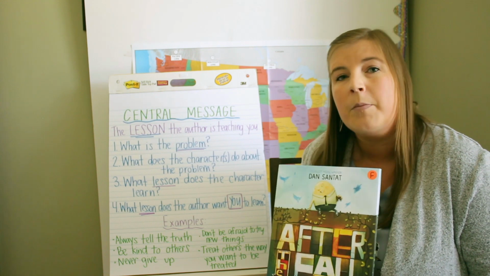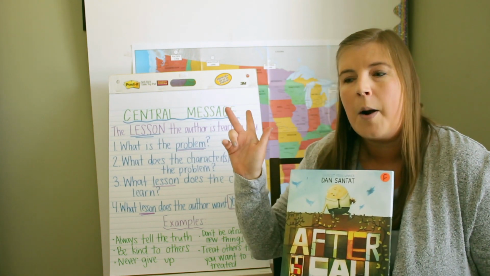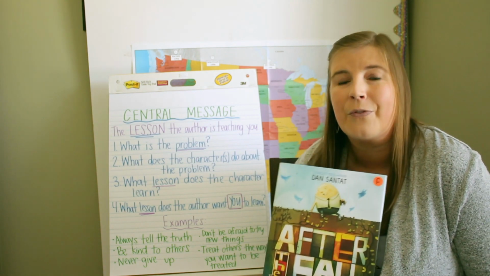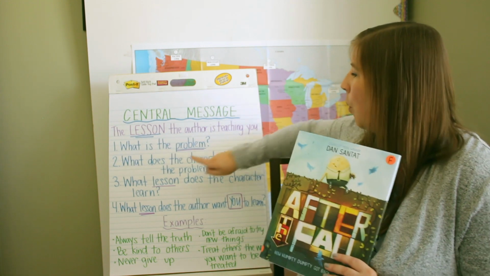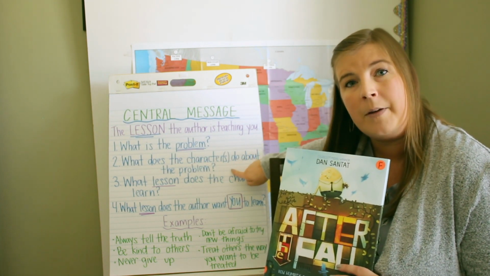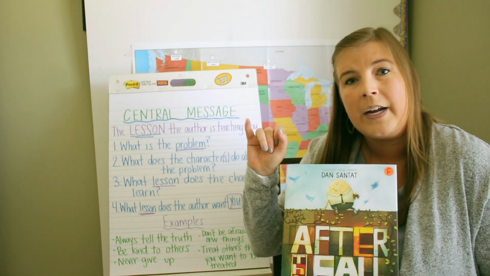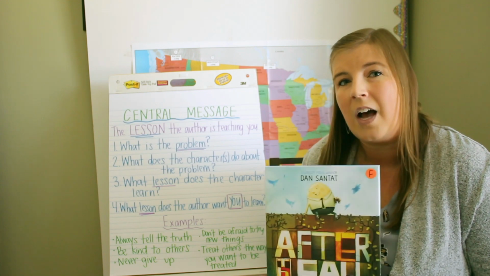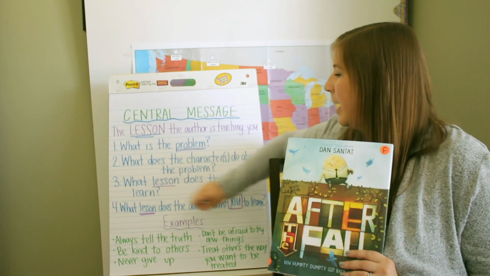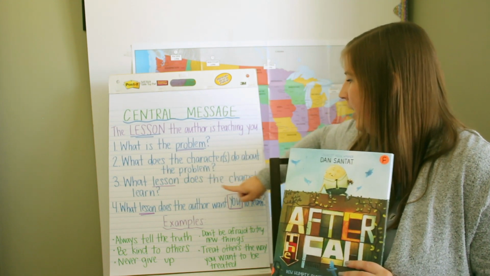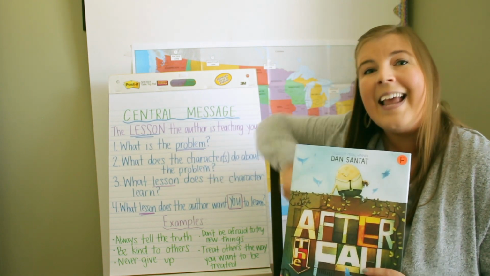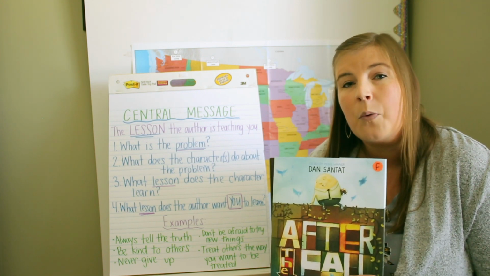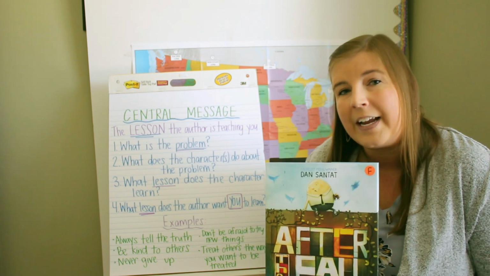The first question to determine the central message is, what is the problem? We talked about the problem of the story in our retelling. And our but. The problem in the story is Humpty Dumpty is afraid of heights. What does the character do about the problem? In the end of the story, Humpty Dumpty decides to climb the wall all the way to the top. Step 3, what lesson does the character learn? In the end of the story, after he makes it to the top of the wall, Humpty Dumpty realizes and learns that you should face your fears.